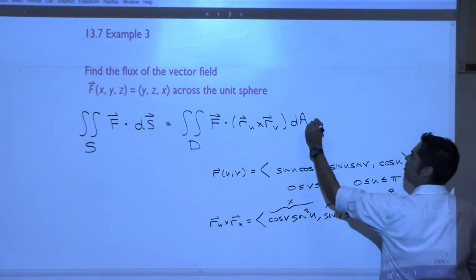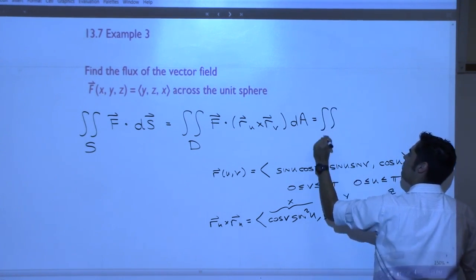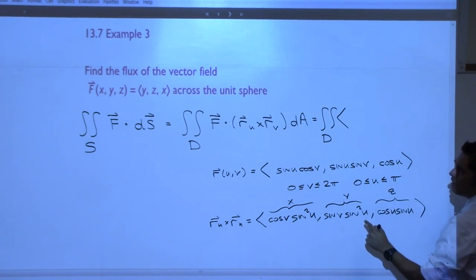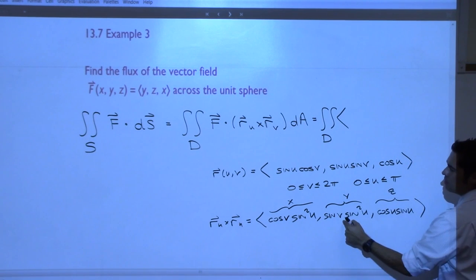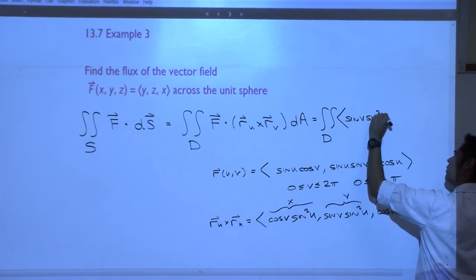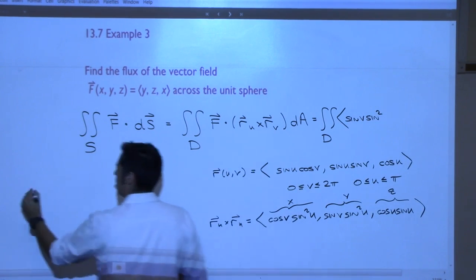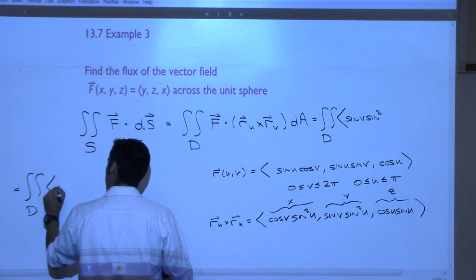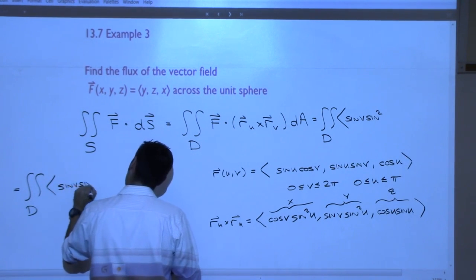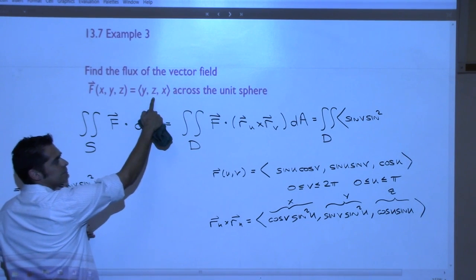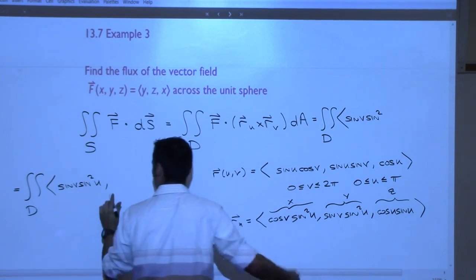So this double integral right here becomes a double integral over d. What is my vector field? It's y, which is sine v sine squared u. I'm going to run out of room. Let me just do it over here. Double integral d, sine v sine squared u. Okay. Now z, cosine u.